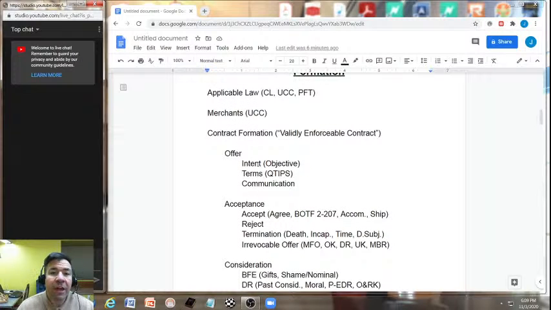Contract formation, a validly enforceable contract, is defined as having a legally enforceable offer, acceptance, and consideration without any applicable defenses to contract formation. An offer, by definition, is a present manifestation of an intent to be bound containing certain and definite terms communicated to an identified offeree. Looking into offer, an intent to be bound is measured by an objective standard. That objective standard in whose position? The offeror or the offeree? It would be the offeree.